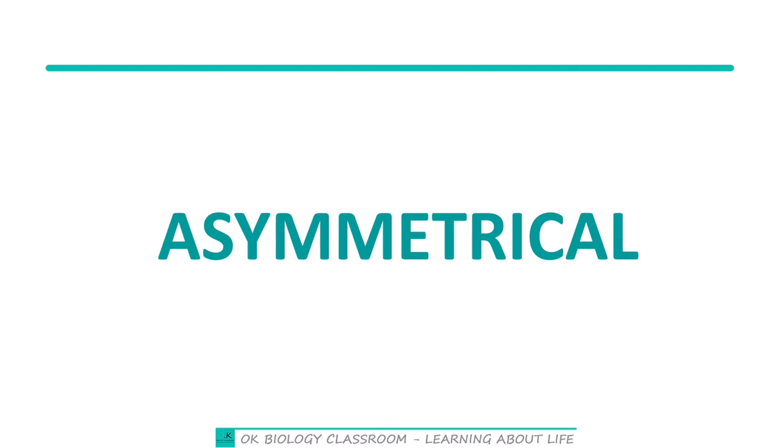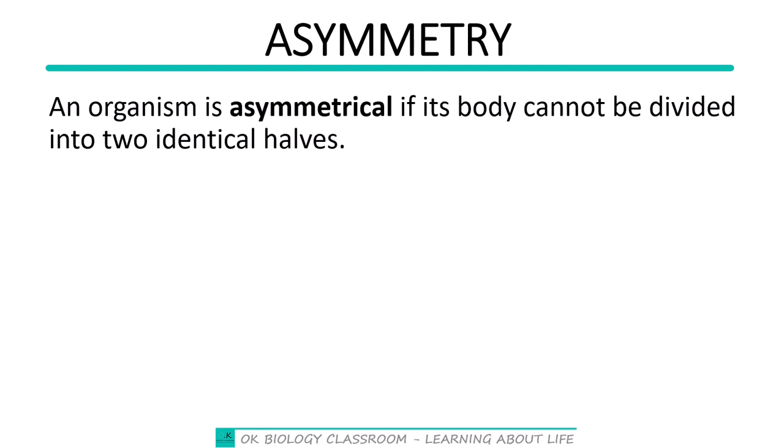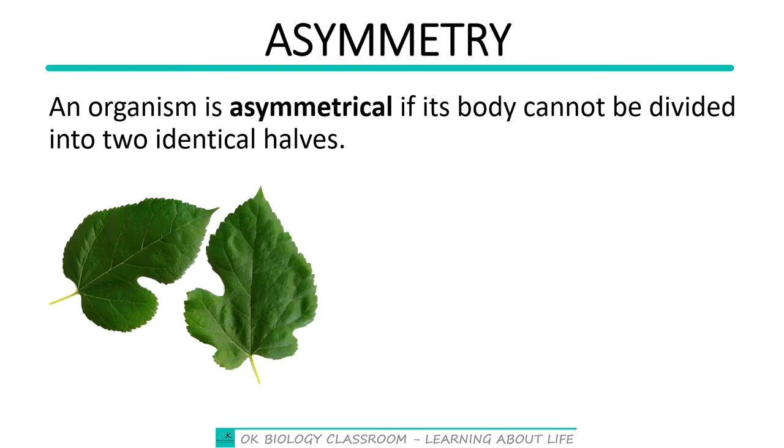Now finally, let's look at asymmetrical organisms or body parts. Of course, asymmetry simply means that the organism does not show any symmetry. So that's the description here. An organism is asymmetrical if its body cannot be divided into two identical halves. So let's look at an example like this. Here, although this is a simple leaf, you will see that using this line to divide the leaf into two, there is a space here which is not mirrored on this part. And so that makes this leaf asymmetrical.